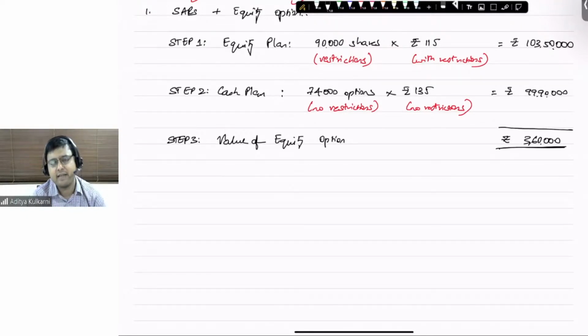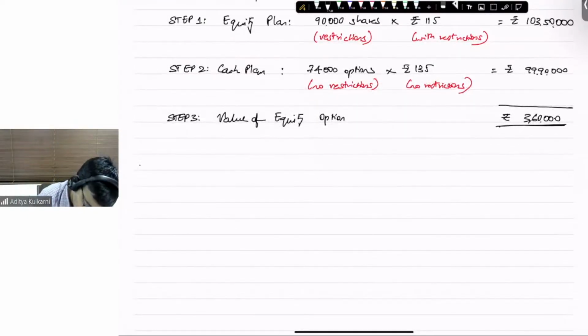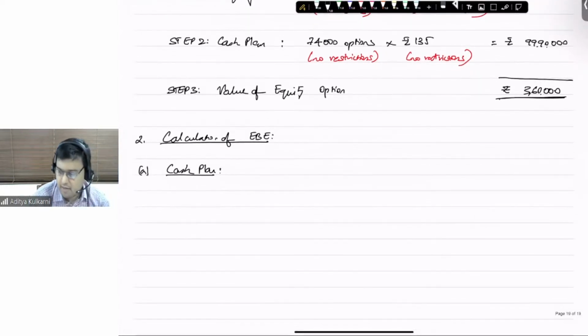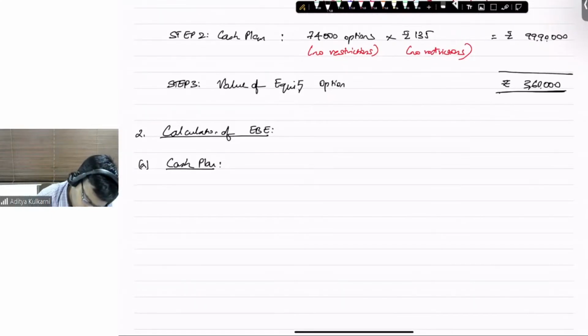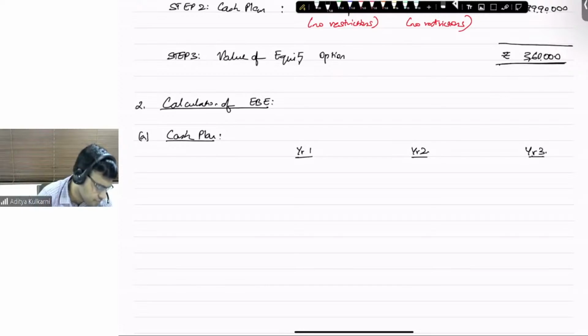After this, what follows is a pure repetition of what we have done. So, calculation of EBE. Now two plans are there. Cash plan. How do I do this? Year 1, year 2, year 3. Okay. So number of employees.